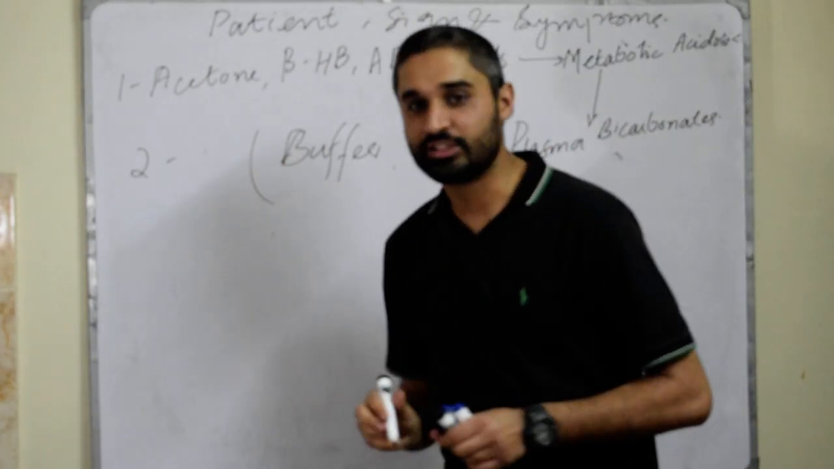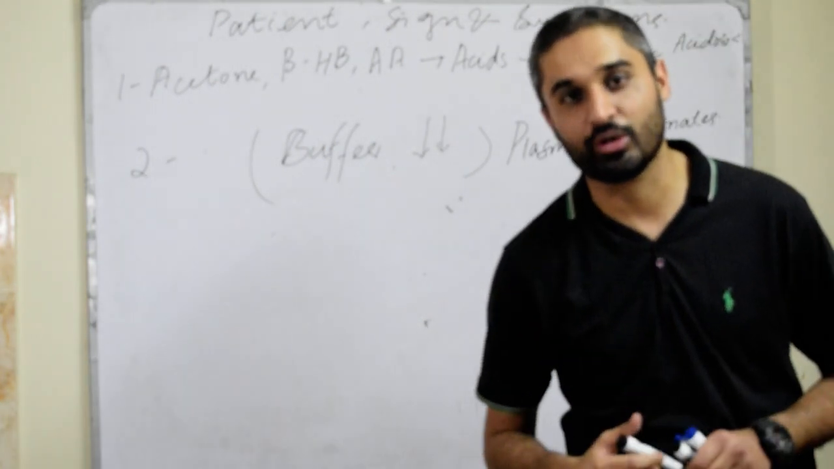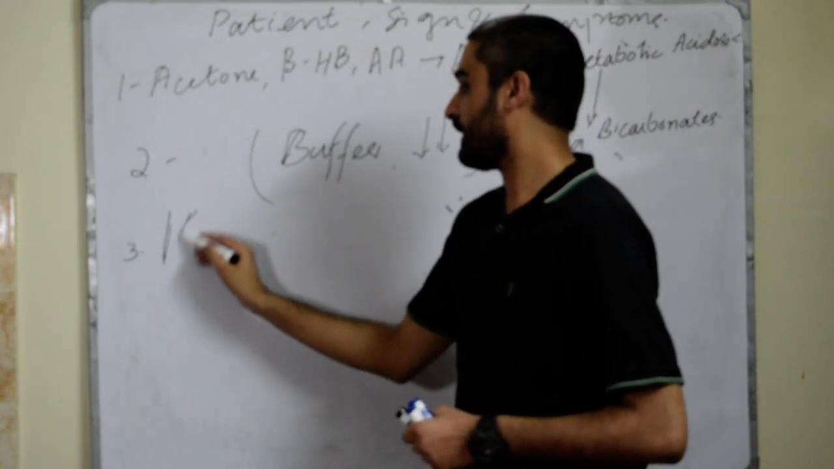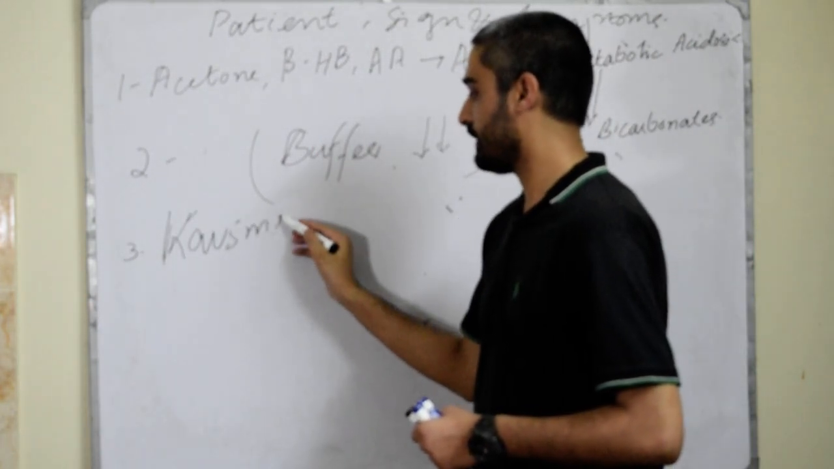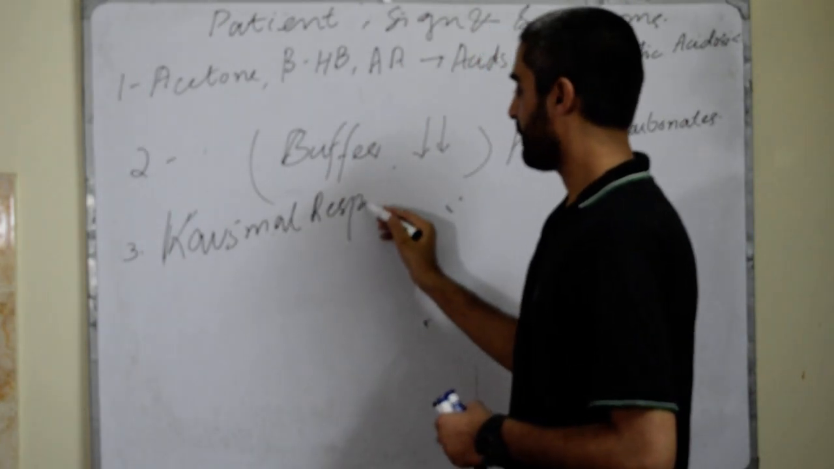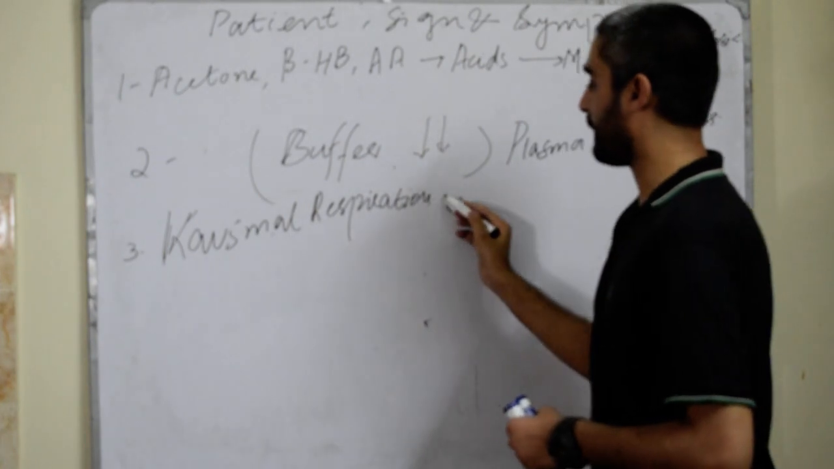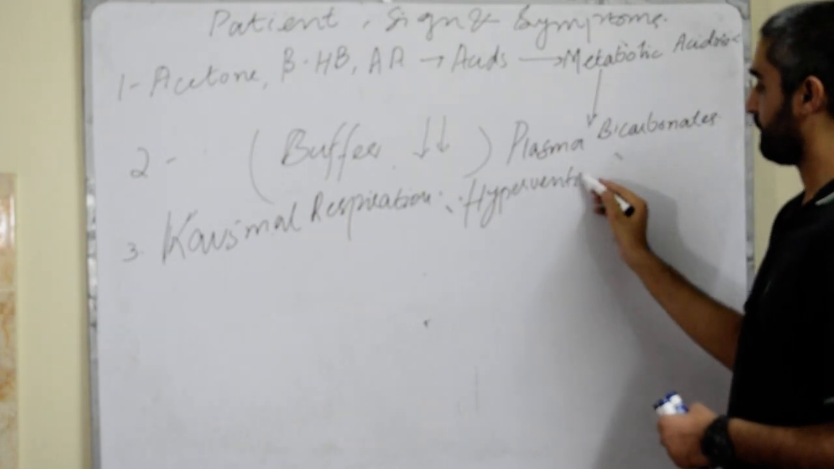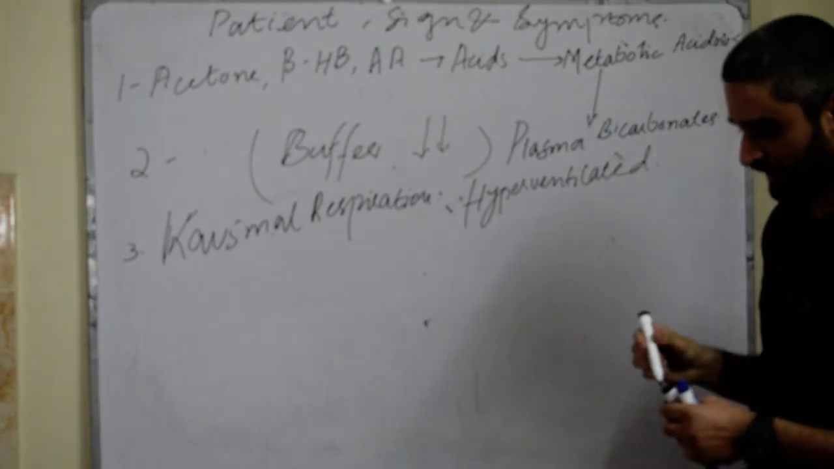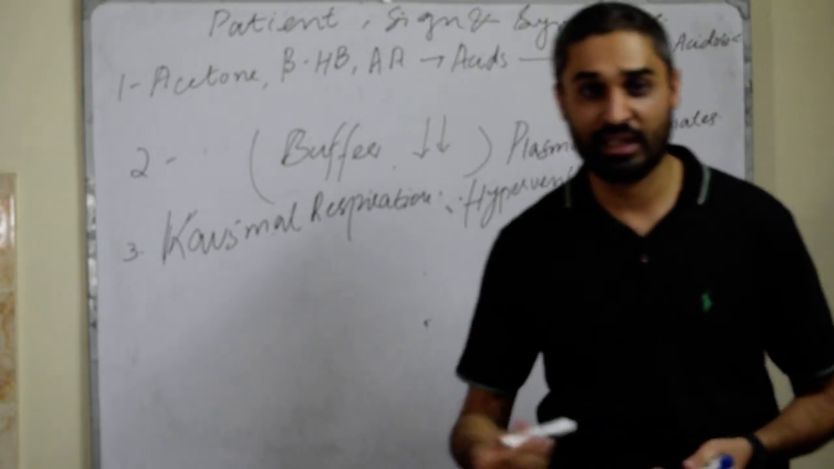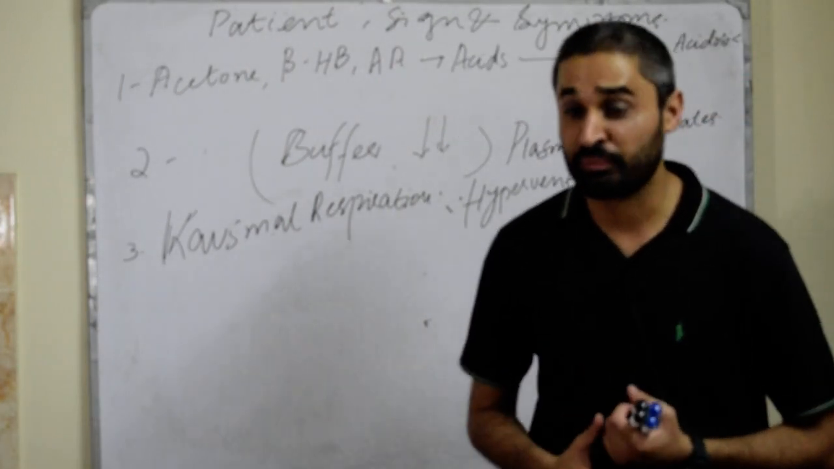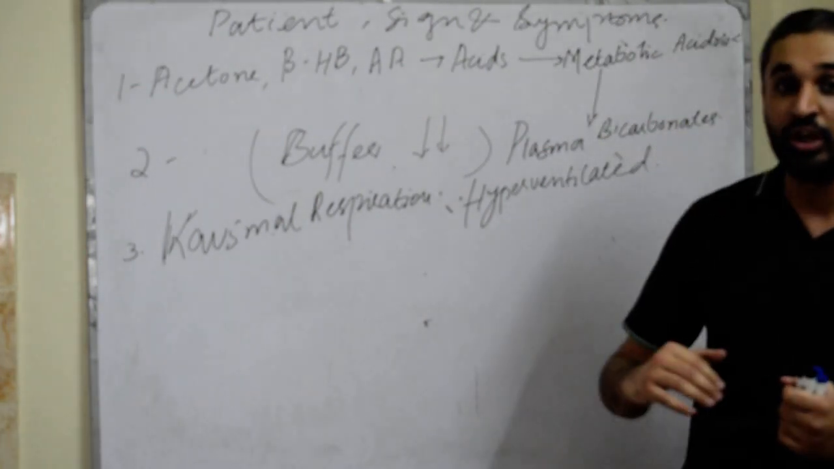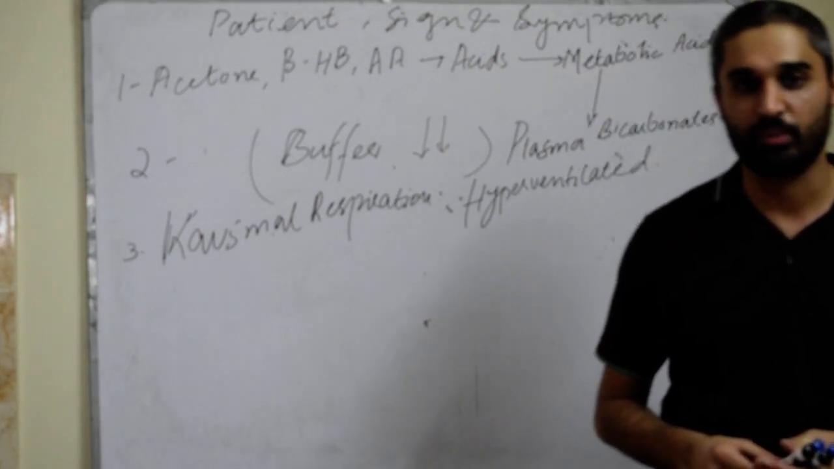So number one, metabolic acidosis. Number two, there will be less plasma bicarbonate. Number three, there will be osmolar respiration. What is osmolar respiration? It is a hyperventilated state, when the respiratory rate is increased, to overcome the loss of this acid from the body.